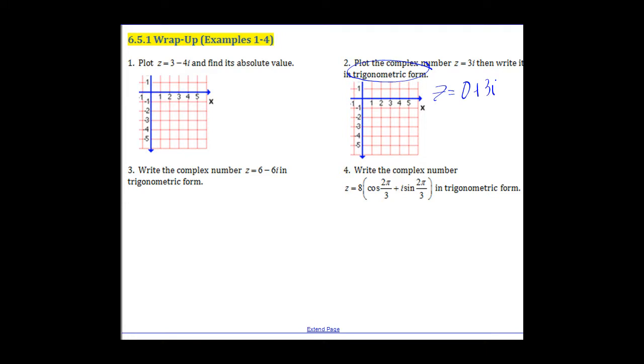For 3, write the complex number z equals 6 minus 6i in trig form. I would probably start by plotting that. Then find your r and find your theta. And lastly, on number 4, given a complex number in trig form, write it into standard form a plus bi.